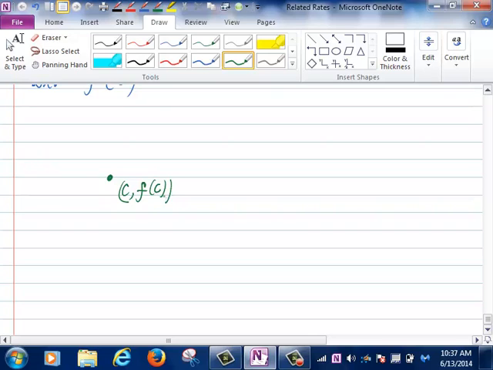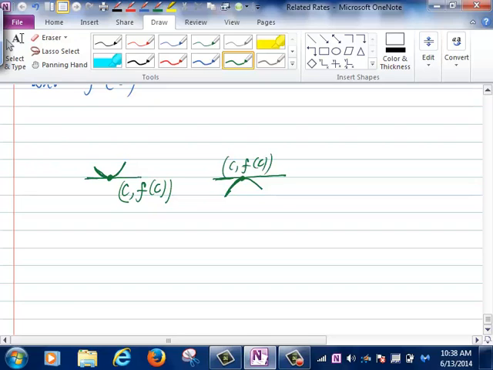Well, one possibility, because the tangent line is horizontal here, is that the graph looks like this. That's one possibility. Or maybe, again, I have the point here, c, f of c. Another possibility is that the graph looks like this. Is that making sense? And this is the point again, c, f of c.